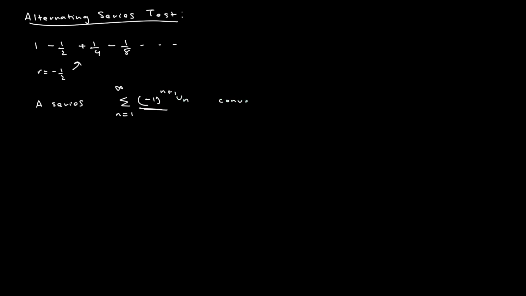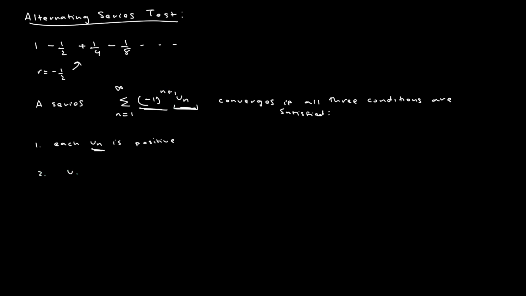This series converges if all three conditions are satisfied. And these conditions are: each u of n is positive. So basically, if I were to remove this (-1)^(n+1), whatever is left over in my function that determines my sequence, that is always positive.